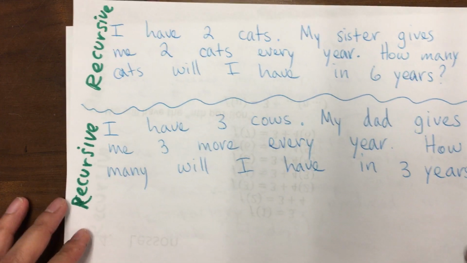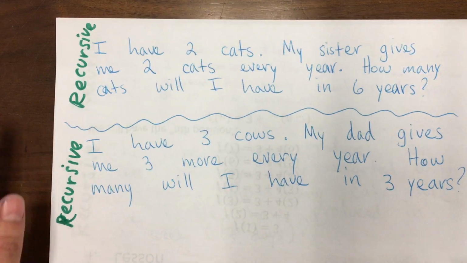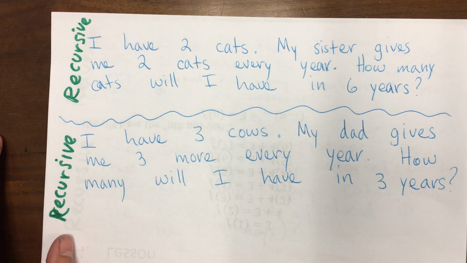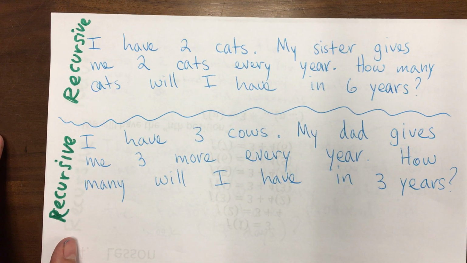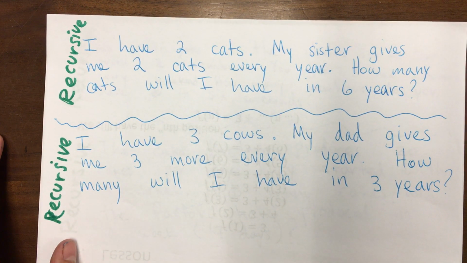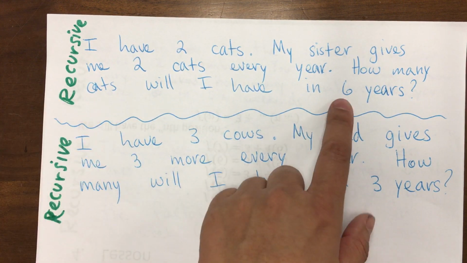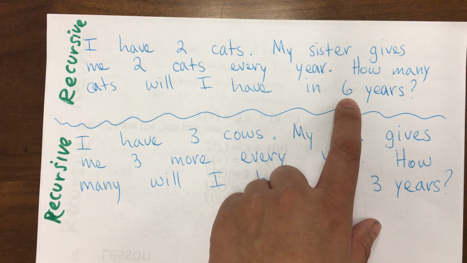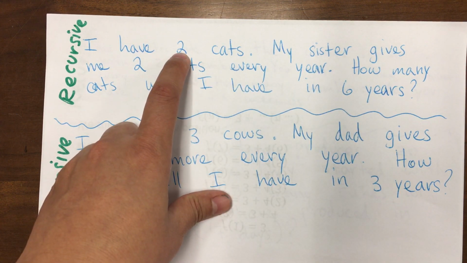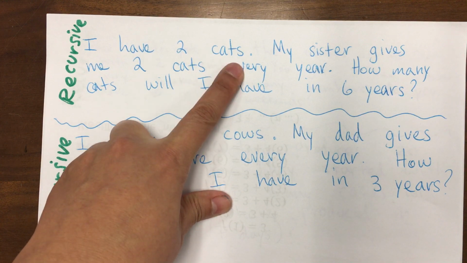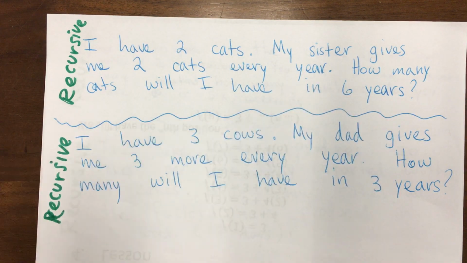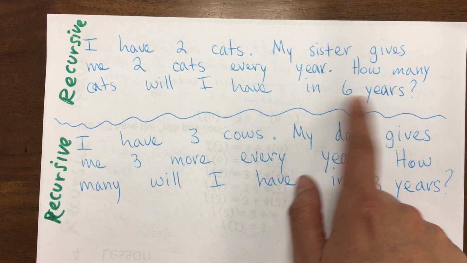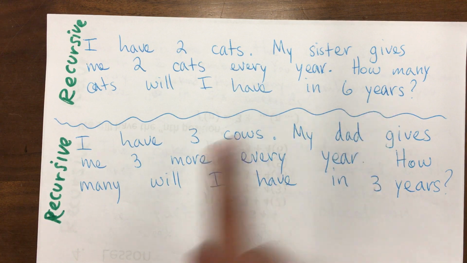And so these are 2 examples. It says, I have 2 cats. My sister gives me 2 cats every year. How many cats will I have in 6 years? Okay, that's recursive because you only need to figure out for 6 terms. So the first one is 2 plus 2 plus 2 plus 2. So it's only for 6 years. And again, you don't have to solve for this one, but it's just coming up with a scenario. Okay, but the important thing is that you're just finding for 6 terms.